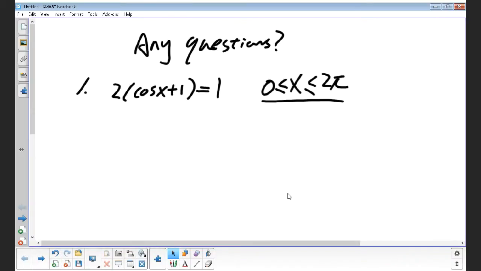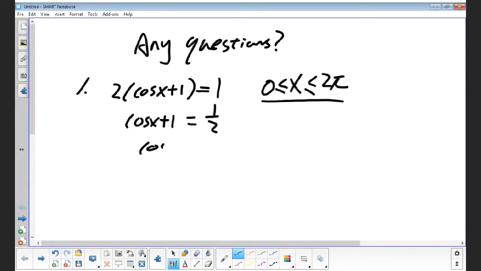Okay, I will show you this one. First thing, at this stage, always make the left side clear. How to do that? Cosine x plus 1 is equal to 1/2, so cosine x is equal to negative 1/2, right? This time you can use the unit circle.